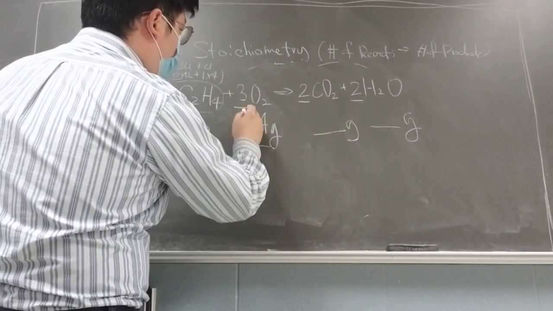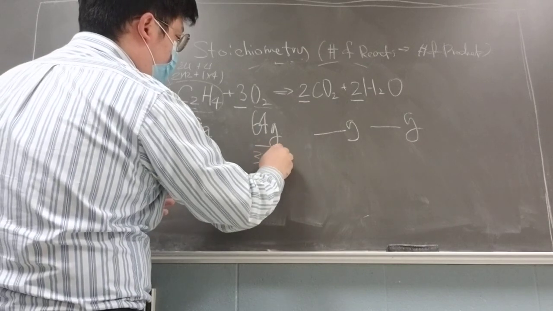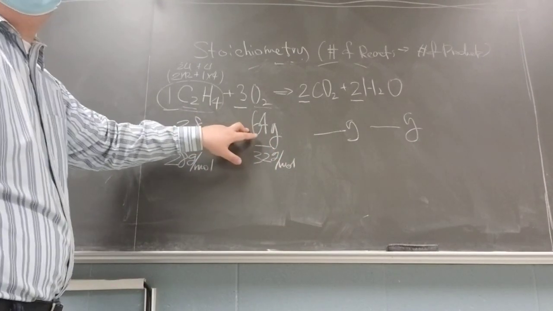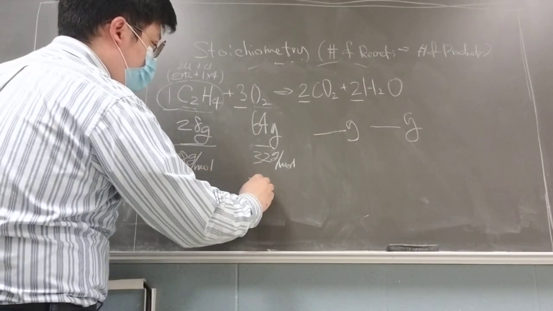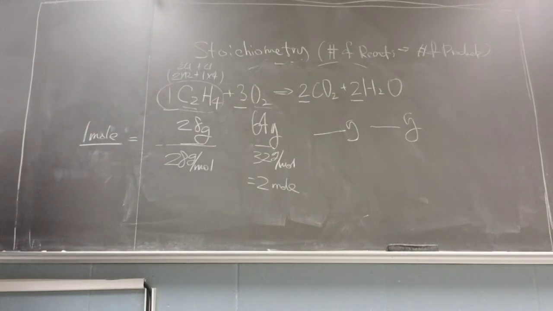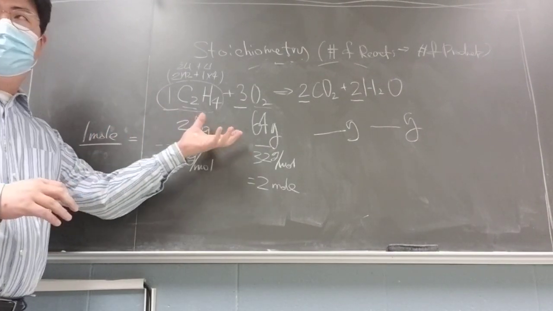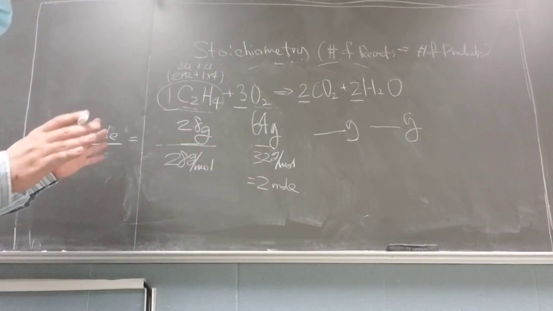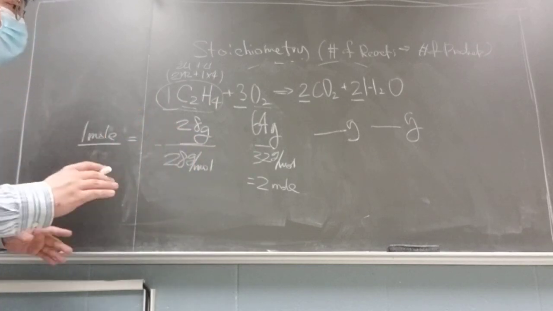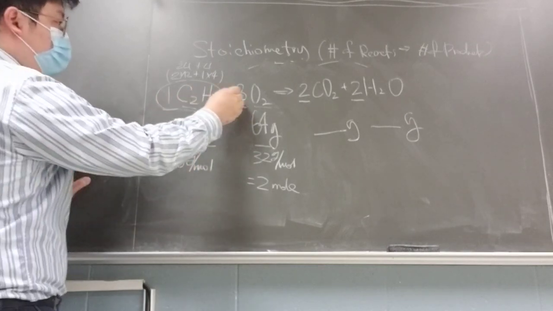This one, same: we know it's a 16 times 2 diatomic molecule, so 32 grams per mole. So if we divide the 64 by 32, that's also a quite good integer, 2 moles over here. Once again, it doesn't matter if you start from here or there, no matter what, you will get the right limiting reagent. So let's start from here. So I'm going to compare this one to here.